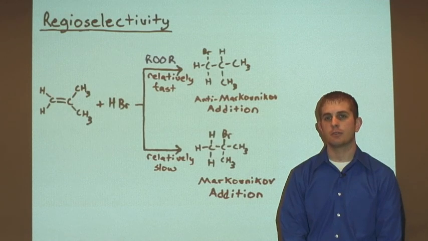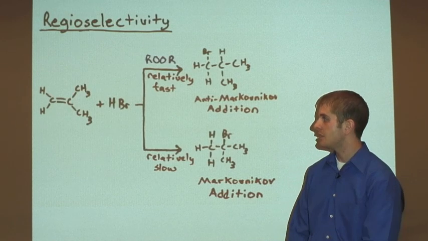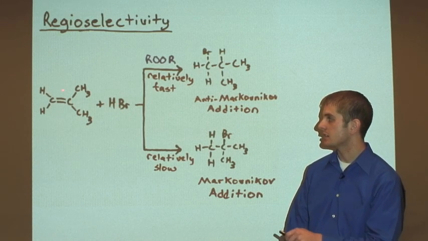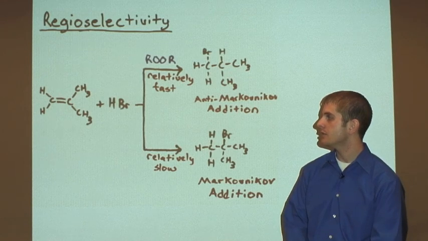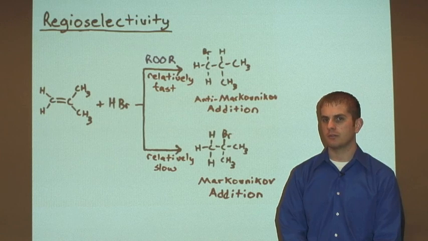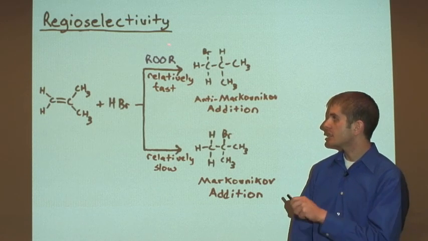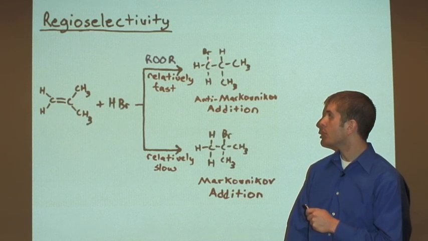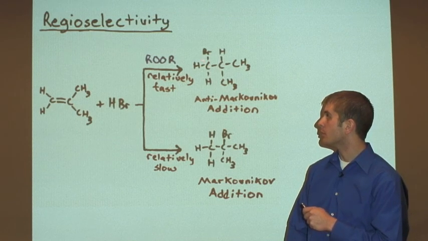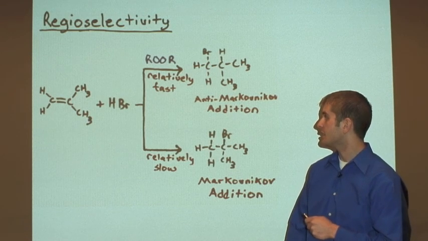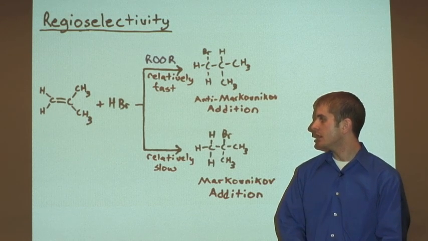The addition of hydrogen bromide to alkenes may display regioselectivity. Because hydrogen bromide is asymmetric, and in cases such as this where the alkene is also asymmetric, the addition of hydrogen bromide across a double bond may occur in one of two ways. In the presence of peroxides, a relatively fast reaction occurs where bromine becomes attached to the carbon with less substituents. This mode of addition is referred to as anti-Markovnikov addition.